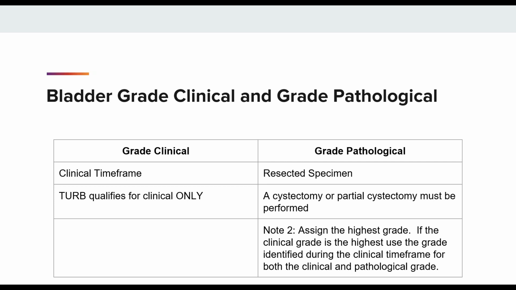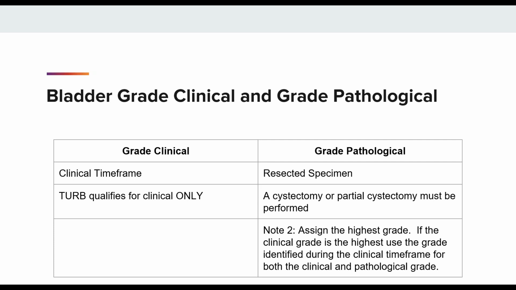A TURBT removes the tumor from the bladder. It is performed to treat early stage bladder cancer when the cancer has not grown outside the inner layers of the bladder. On the other hand, in order to code grade pathological, you must have a resected specimen from a cystectomy or partial cystectomy. This is different than a TURBT, since the primary site is completely or partially resected.